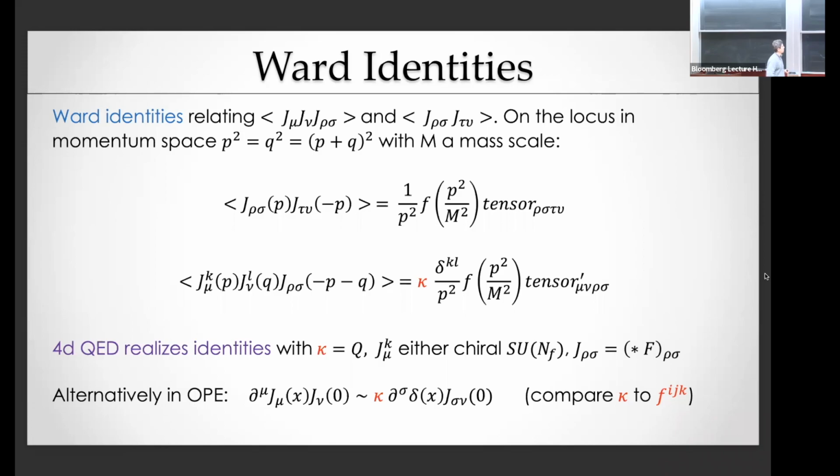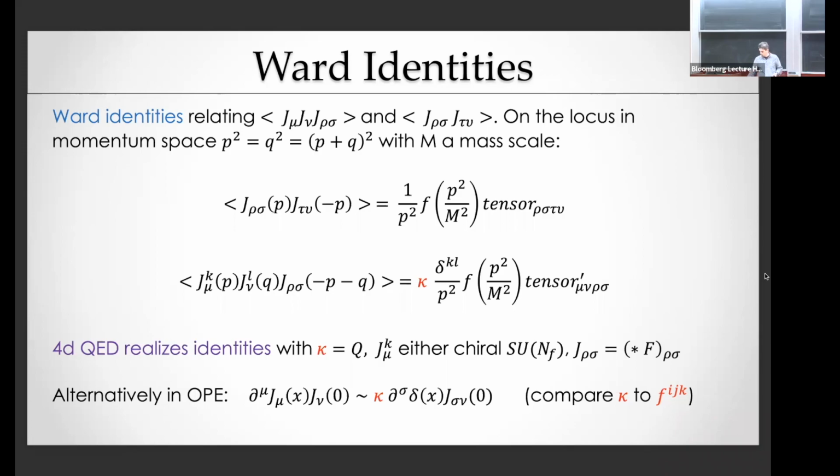And a hero in these Ward identities is this number kappa. So QED realizes this with kappa equal to Q, and J, either of these chiral symmetries, and the one-form current, the magnetic one-form symmetry that we were talking about before. This kappa is something like the structure constant of this algebra. You can compare kappa to something like f_ijk in a Lie algebra. It's also quantized.